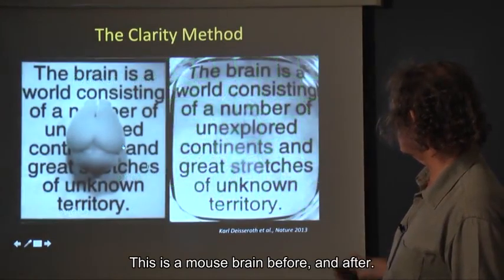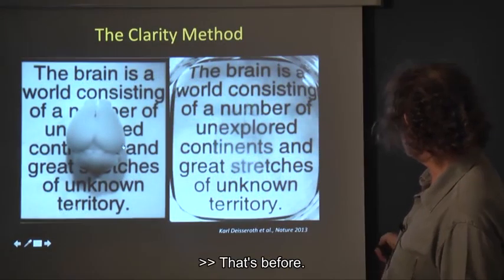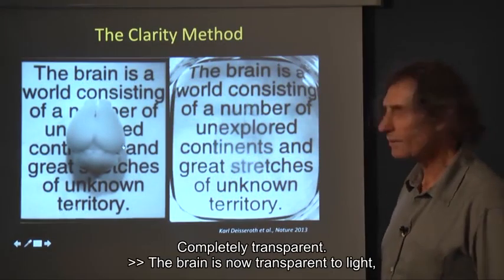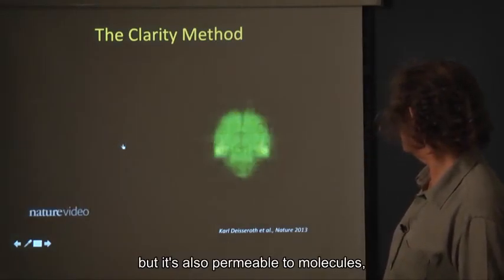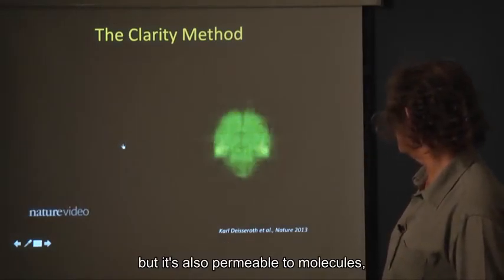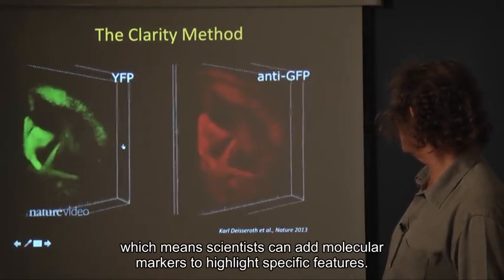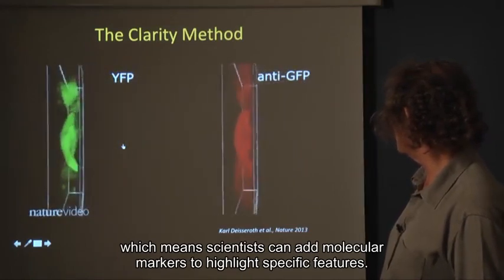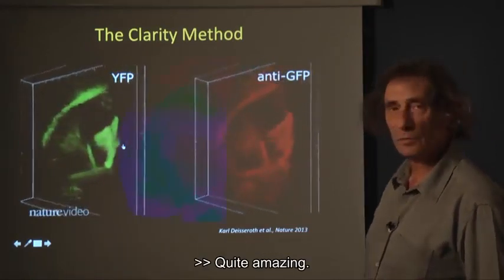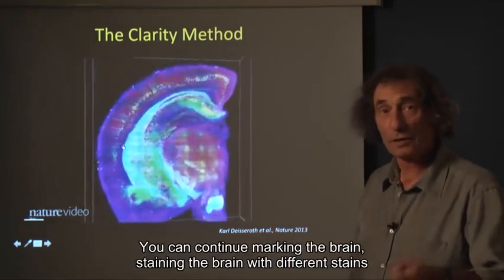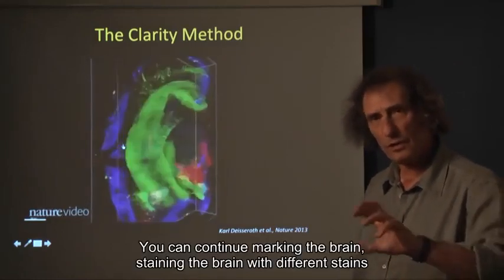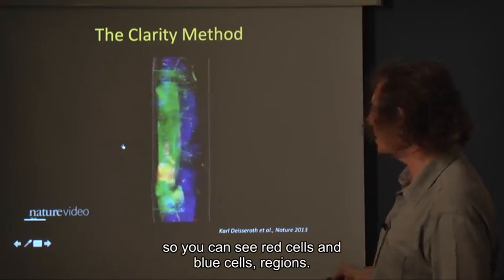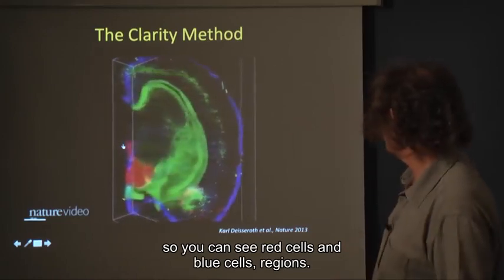This is a mouse brain before. That's before. And after. That's after. The brain is now completely transparent to light, but it's also permeable to molecules, which means scientists can add molecular markers to highlight specific features. Quite amazing. You can continue marking the brain, staining the brain with different stains. So you can see red cells and blue cells, regions.